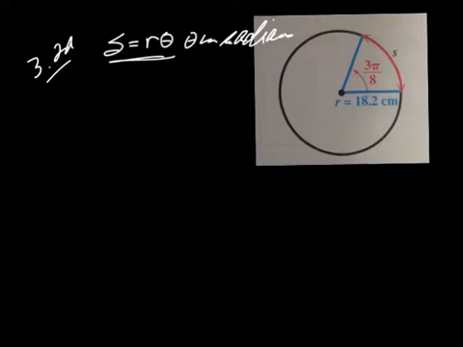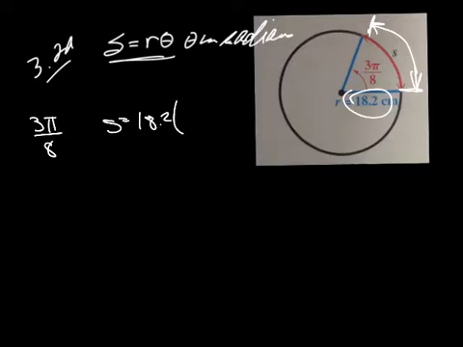So let's say that we know that 3 pi over 8 is the measurement of this arc in radians. And we want to find out how far it is from here to here. How long S is. We also know that the radius is 18.2. So S equals the radius times 3 pi over 8. And we just multiply those two together and we get 21.4 centimeters.